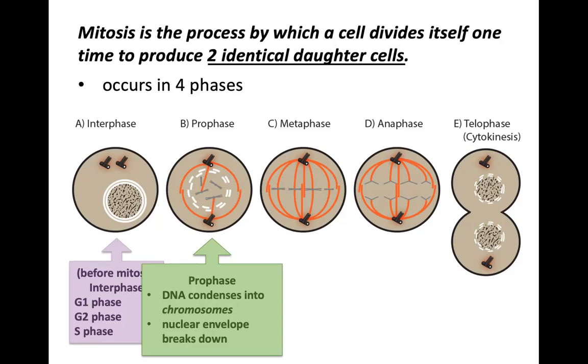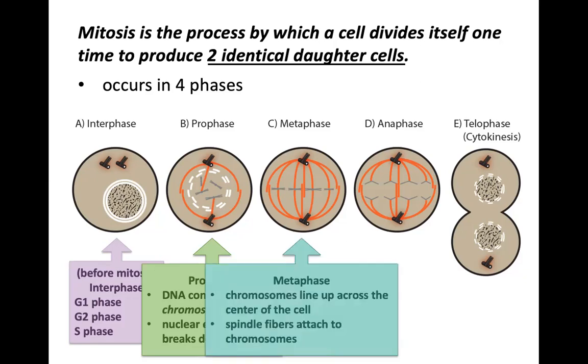Next is metaphase. The best way to remember this, and this is probably the easiest of the 4 phases, the chromosomes line up or meet in the middle. So metaphase, meet in the middle. Y'all got me? We got triple M's going on. Metaphase, meet in the middle. Okay? So the chromosomes line up across the center of the cell, and spindle fibers attach to the chromosomes. Those are these red things that you see up here.